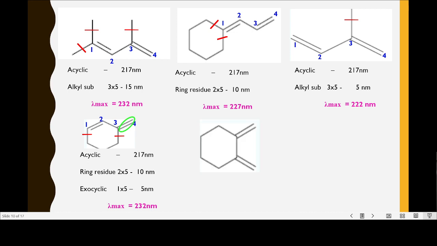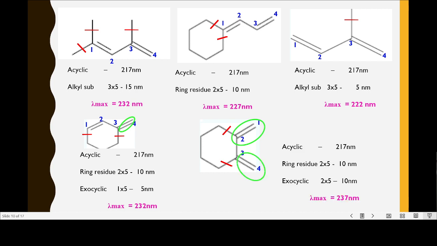Coming to the next example, even though it is a ring structure, both the double bonds are present outside the ring. So we'll start numbering the 1,3-butadiene structure: 1, 2, 3, 4. So it is acyclic. The lambda max base value will be 217 nanometer. Then the residue will be 2 into 5, 10. And for this particular ring, 2 different exocyclic double bonds are there. So 2 into 5, 10. So the lambda max value for this particular organic structure is 237 nanometer.